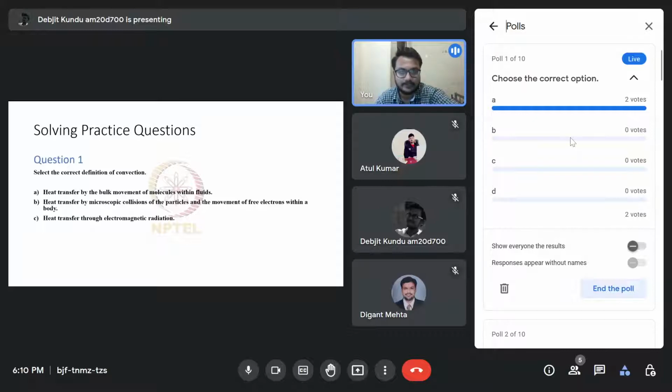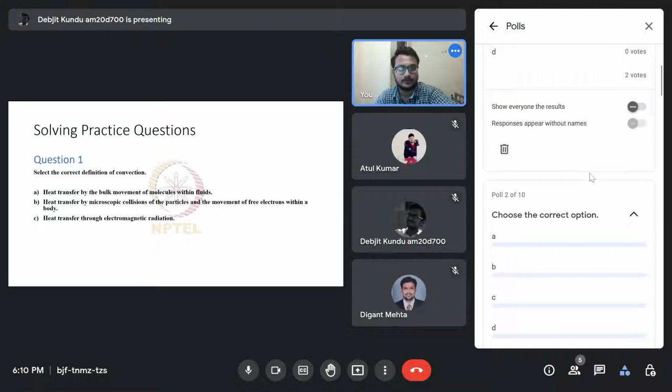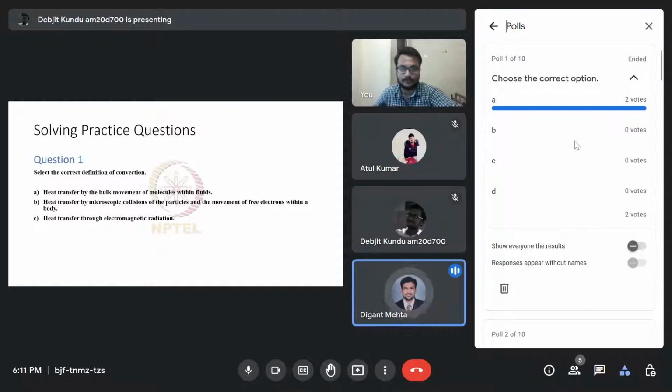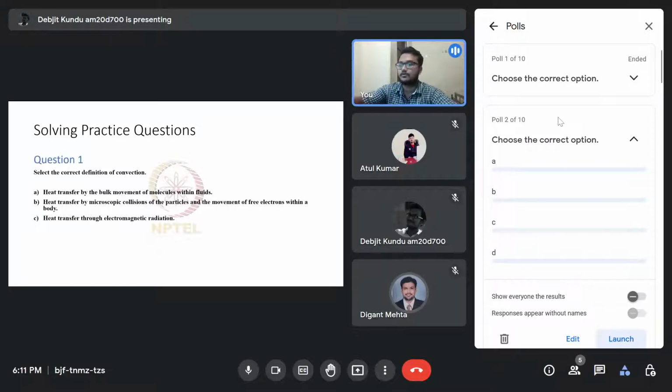Okay, so you are able to access the polls, right? I can see 2 votes in favor of option A. So I'll assume that you are able to access the poll. Great. Both responses were in favor of option A, and if you look at the correct solution, the correct answer is also option A. So that's well done, you guys.